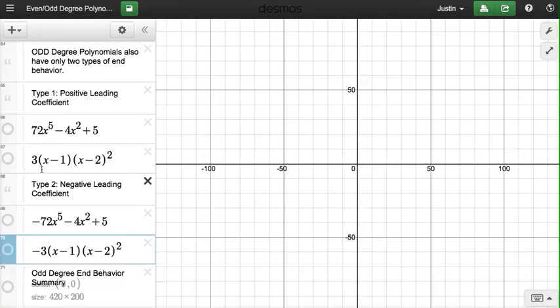Okay, there's a lot more writing, so we're going to talk about odd degree polynomials. They also only have two types of end behavior. Again, type 1, positive leading coefficient. Type 2, negative leading coefficient. Do nothing until you've copied all of this stuff down. You need to copy this down so that you understand what this refers to. When you've done that, you can move on.